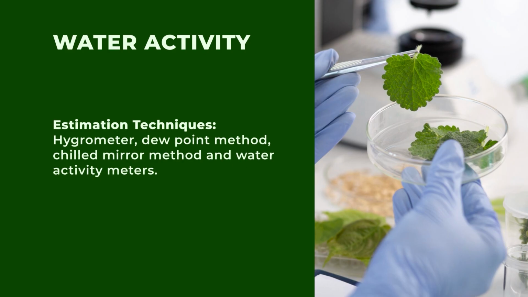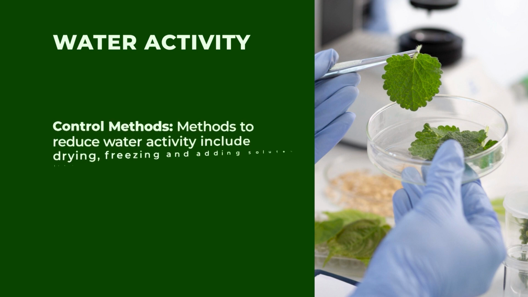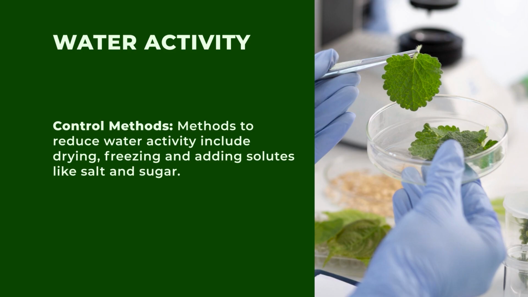The methods to estimate it are the hygrometer, dew point method, chilled mirror method, and water activity meters. As I mentioned, water activity is responsible for microbial growth and chemical reactions. Normally, if we lower the water activity, it inhibits the growth of bacteria, yeast, and mold, and extends the shelf life of food products. Then, how do we control it? Basically, we can control water activity by methods like drying, freezing, or adding solutes like salt and sugar.